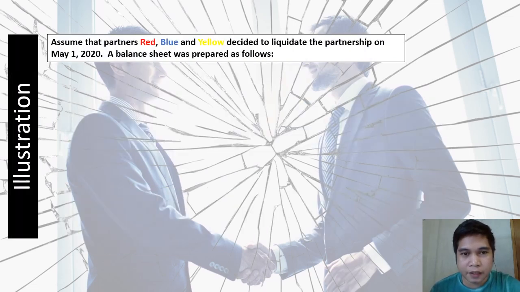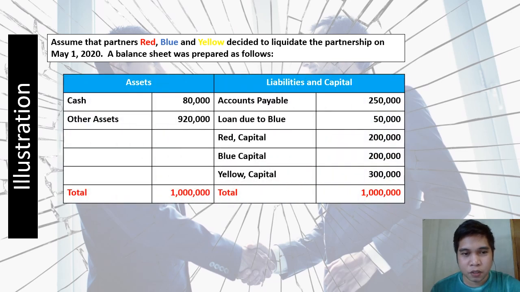Okay, so let's have an illustration. Assume that partners Red, Blue, and Yellow decided to liquidate the partnership on May 1, 2020. A balance sheet was prepared as follows. We have the assets: cash, 80,000; other asset, 920,000; total, 1 million. Liabilities and capital: accounts payable, 250,000; loan due to Blue, 50,000 pesos, which is one of the partners; Red capital, 200,000; Blue capital, 200,000; Yellow capital, 300,000. Total liabilities and capital is 1 million pesos.